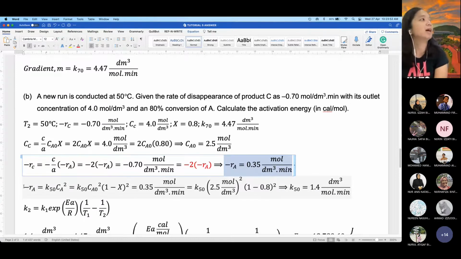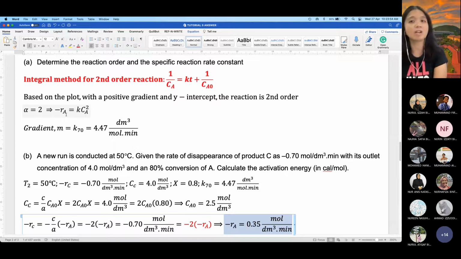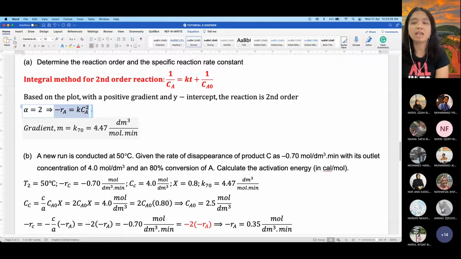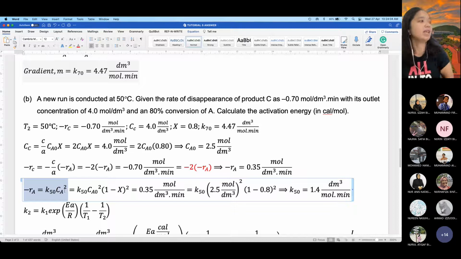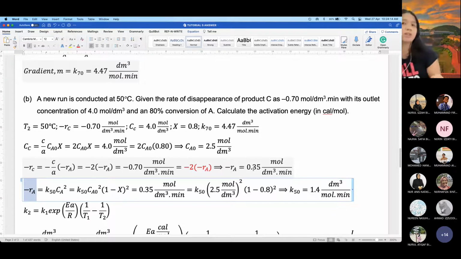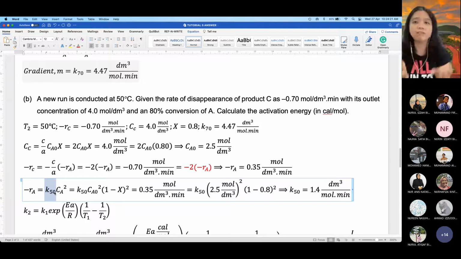Okay, so in part A, we have established the reaction is second order. So the rate law is minus RA equals K CA power of 2, second order. Minus RA we already know, we calculated 0.35, done. On the right-hand side, K50 is what we want to find, so we leave it as the unknown. Next one, CA power of 2. By right, we need to know the CA.